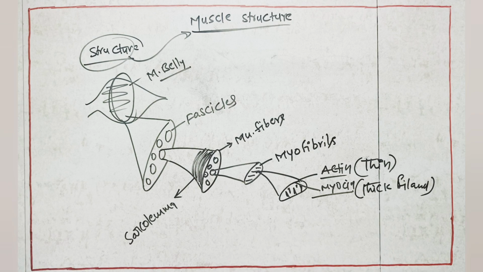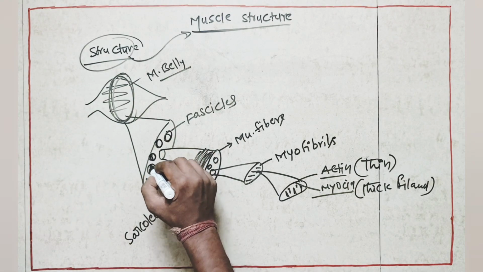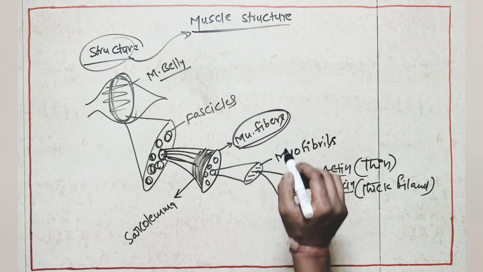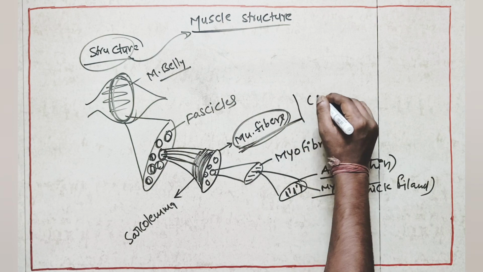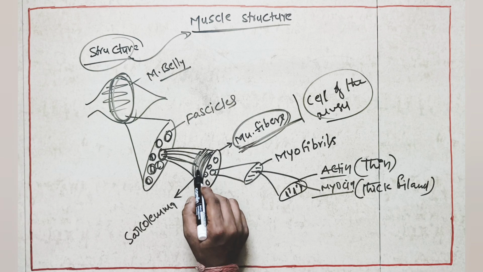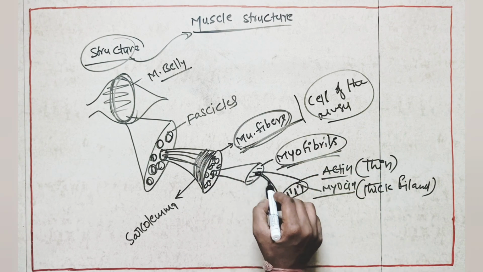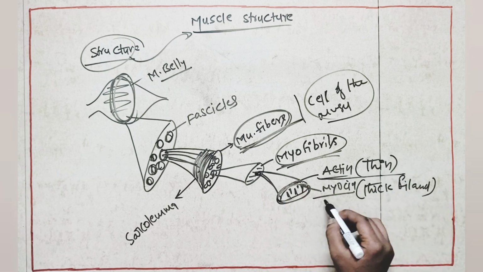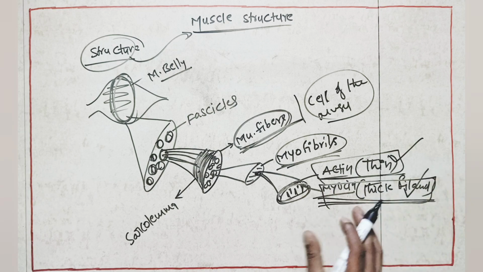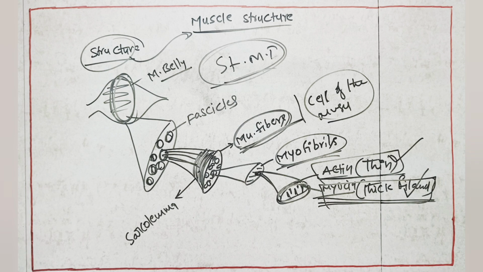So this is the structure of the muscle. This is the muscle belly. The muscle belly is composed of thousands of fasciculi. Inside the fasciculi we can see muscle fibers. The muscle fiber is the cell of the muscle. Inside this muscle fiber we have so many myofibrils. If we take a myofibril out, in this myofibril we have two structural components. First one is actin, the thin filament. Second one is myosin, the thick filament. This is the structure of the muscle tissue. Okay, this is our muscle.